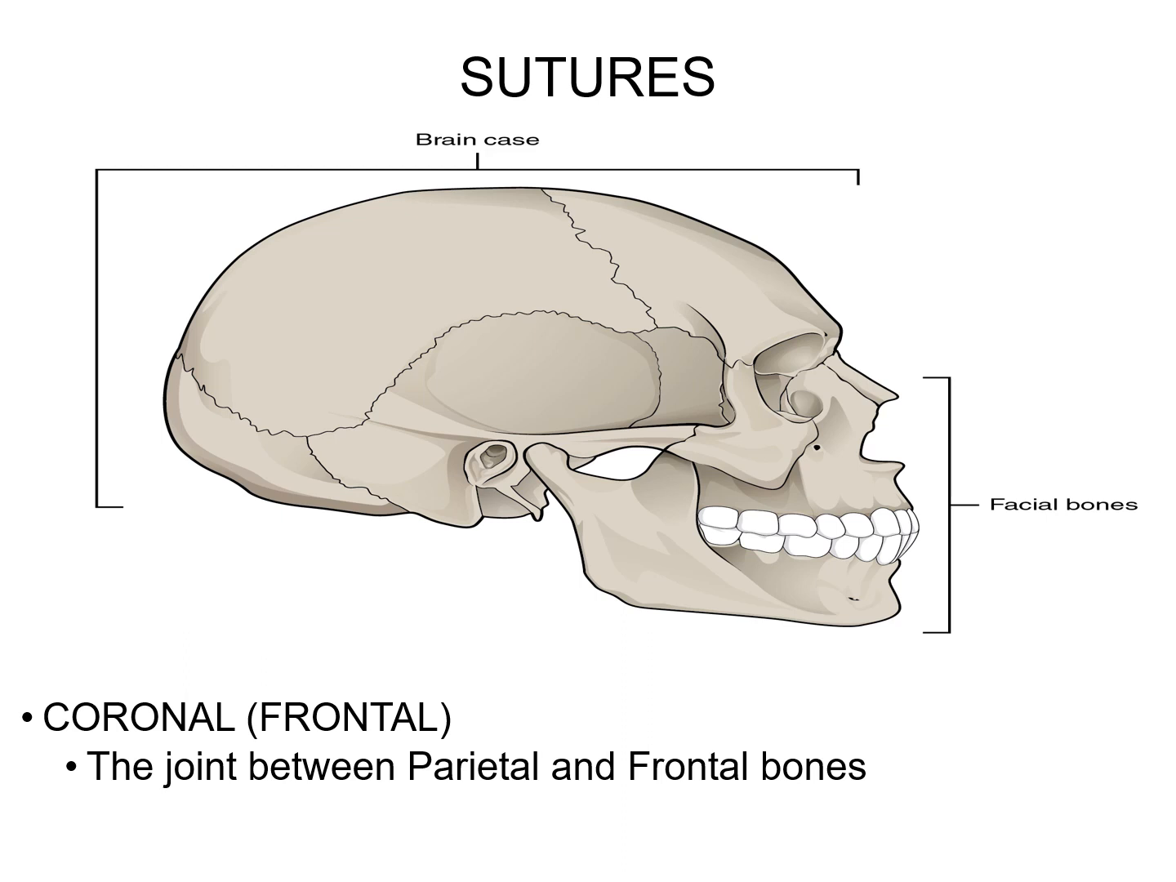Another suture is the coronal suture, also known as the frontal suture, and that is making a coronal or frontal cut along the skull, if you will, and that's just separating the frontal bone from the two parietal bones here.